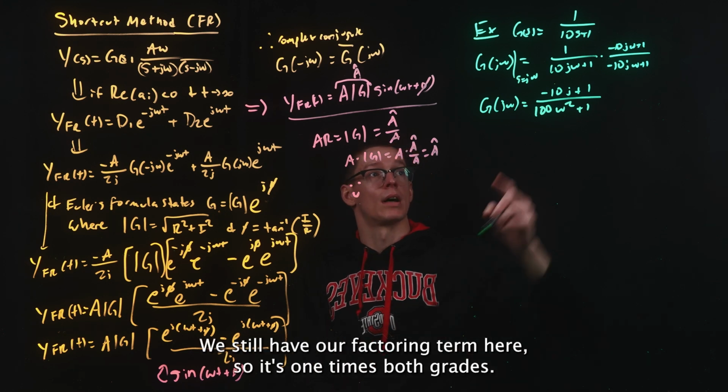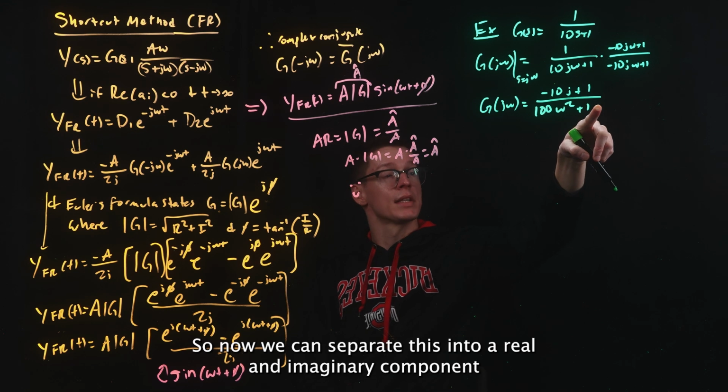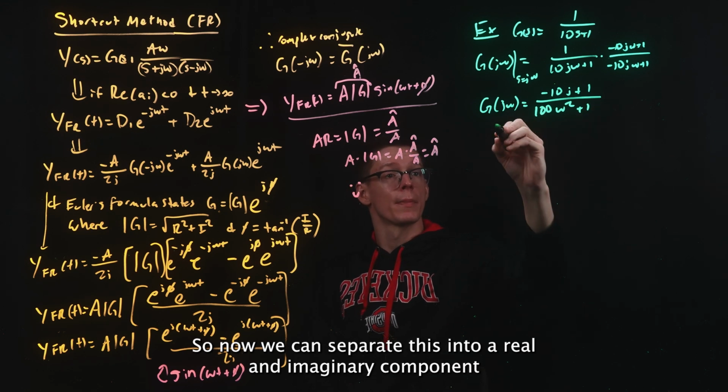On top, we still have our factoring term here. It's just 1 times both, which creates this. So now we can separate this into a real and imaginary component.